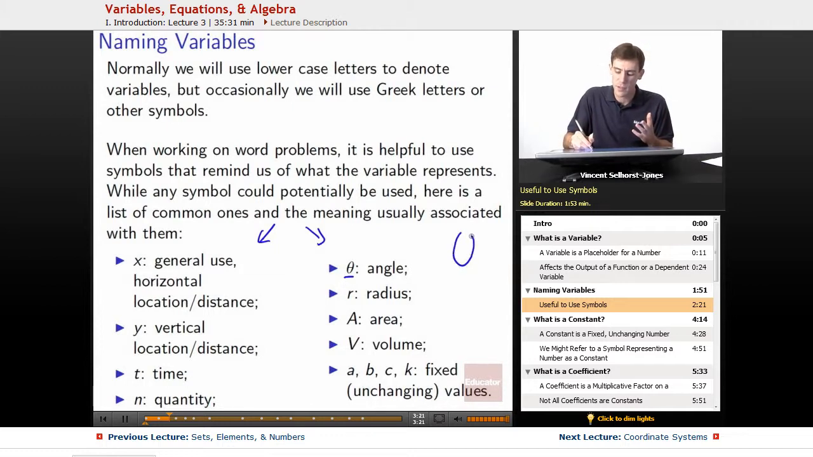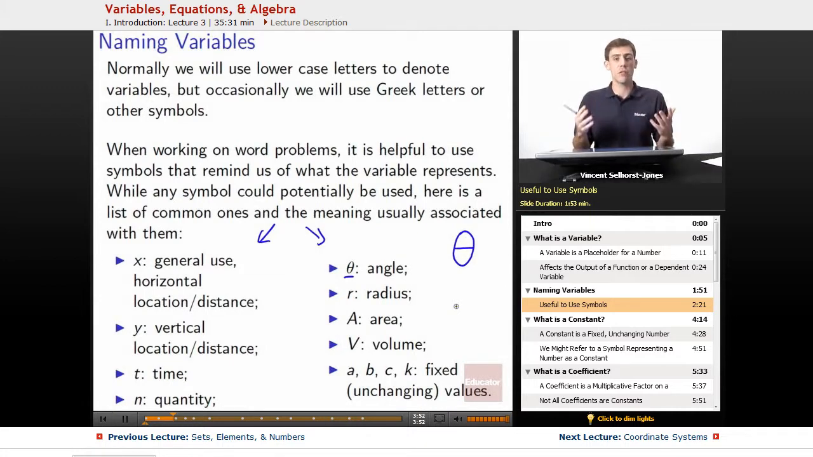We draw theta by hand. You just make something sort of like you're drawing a 0 or an O, and then you just draw a line straight across the middle of it. That's theta. r is radius. A with a capital A is area, capital V is volume, and we often use a, b, c, and k to represent fixed unchanging values, values that aren't going to vary and change into other things, things where we know that they are going to just stay the same, but we don't know what they are yet, or we might decide on what they are later on.